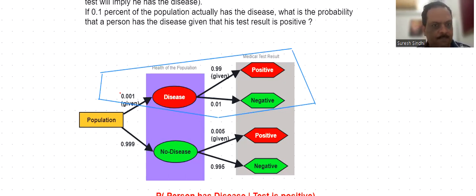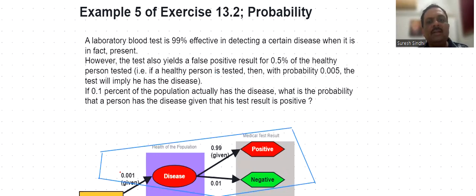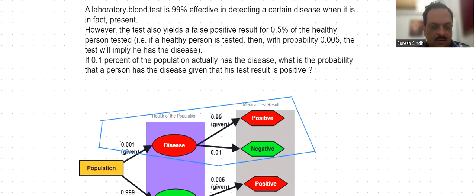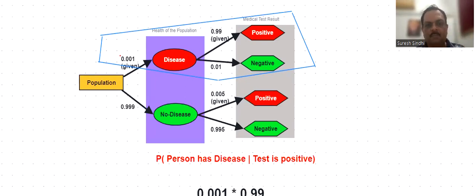Now the second part. However, the test also yields a false positive result. Just now I have explained to you what we mean by a false positive. False positive means the person is not suffering from any disease. That means the person is a healthy person, but still the laboratory result is saying that the person is suffering from the disease. This case we call a false positive. The probability is 0.005. So you can see here there is no disease, but still the laboratory result is saying that he is suffering from a disease. This probability is 0.005.